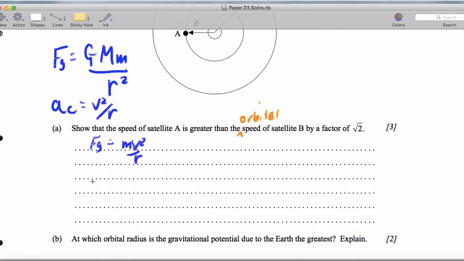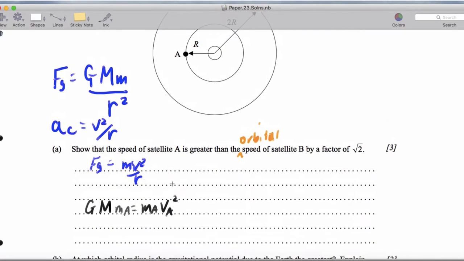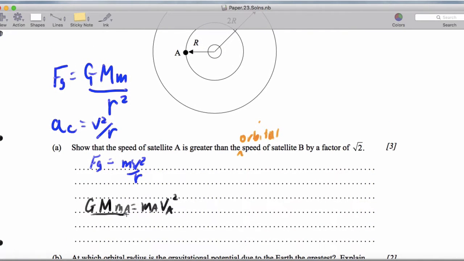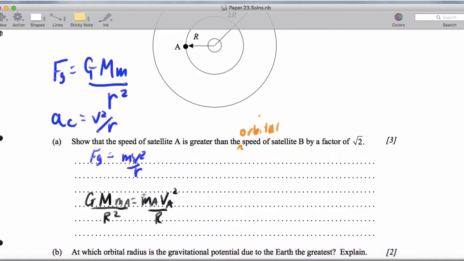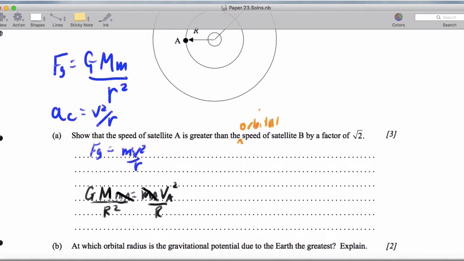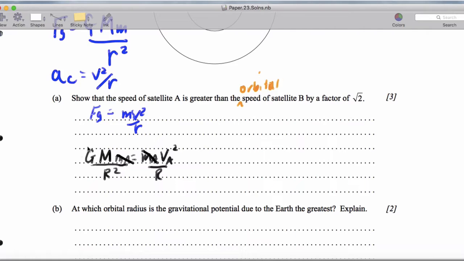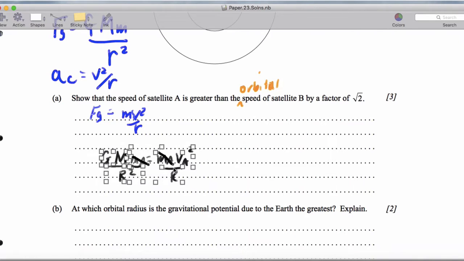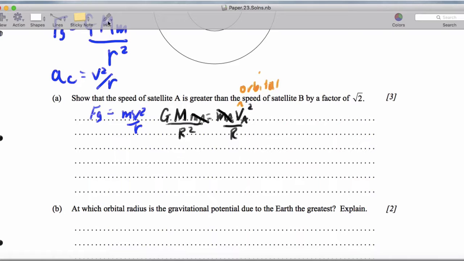So we have capital G, mass of Earth times mass of A over r squared, equals mass of A times v of A squared over r. We divide this by r, and this cancels, this cancels. I'm going to move this over here just so I can read a little bit better. We're going to end up getting that v of A is capital G mass of the Earth divided by r, all under a square root.